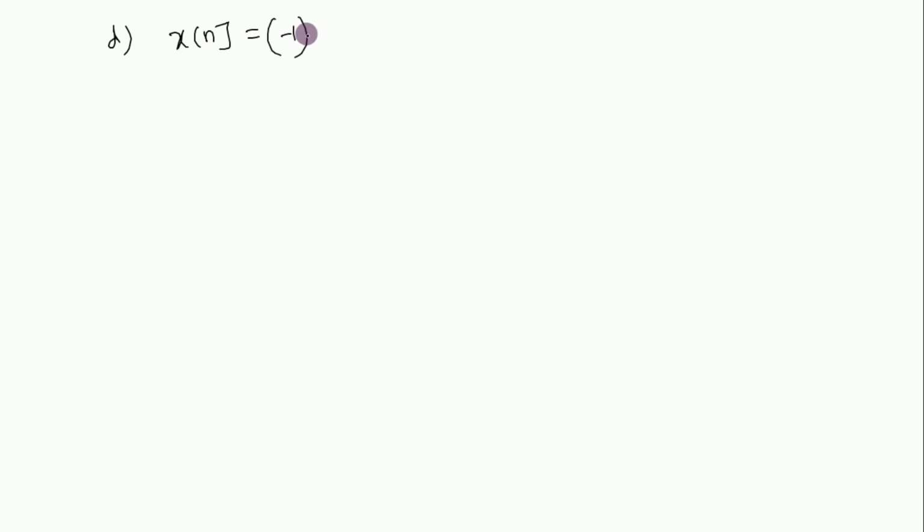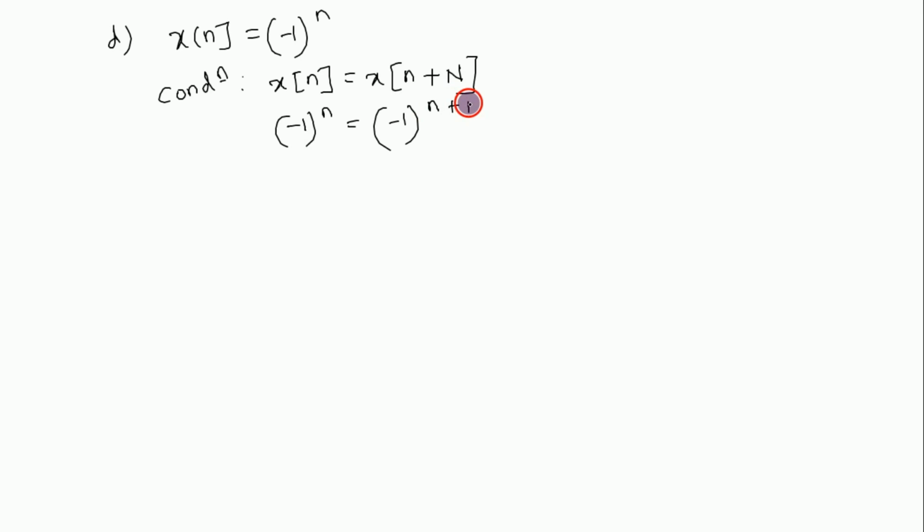x of n equals minus 1 raised to n. Check whether it is periodic or not. What we are supposed to do here is, first, the condition. What is the condition? x of n should be equated with x of n plus capital N. So here it is minus 1 raised to n, and this is minus 1 raised to n plus capital N.